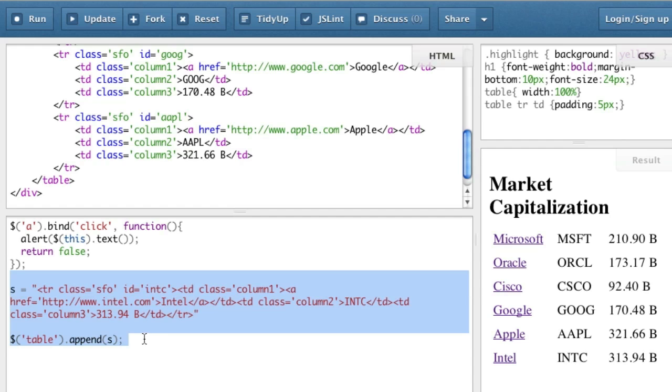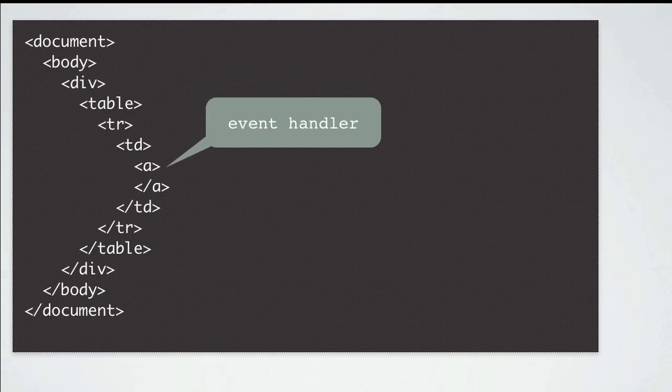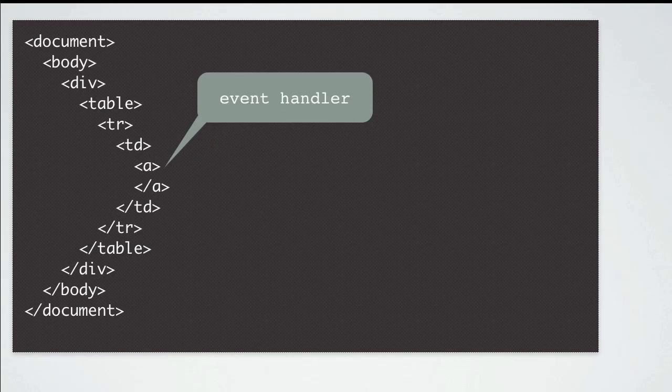In graphical representation, it would look like this. Anytime we add an event handler, I'm indicating it like this. So what's happening is that at the beginning of the page, for Google and Apple, there is an event handler for the a element. But since the Intel record was added dynamically, for the Intel a element there is no event handler.